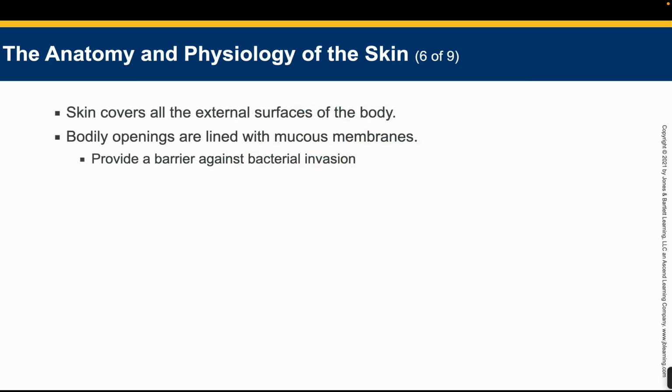Another important concept to understand is that skin covers all external surfaces of the body. It's your primary protective barrier. But not every surface is covered by typical skin. Areas like the mouth, nose, eyes, and other body openings are lined with what we call mucous membranes. These membranes serve a similar purpose. They act as a barrier against bacteria and other pathogens, but they're more delicate than regular skin.